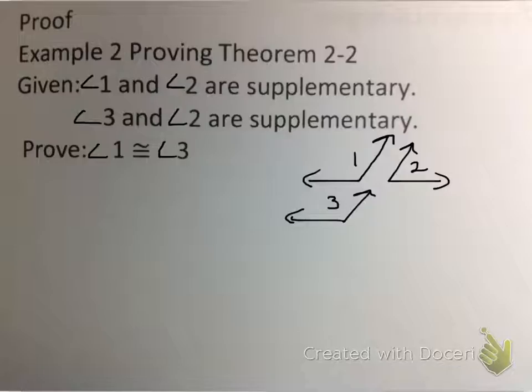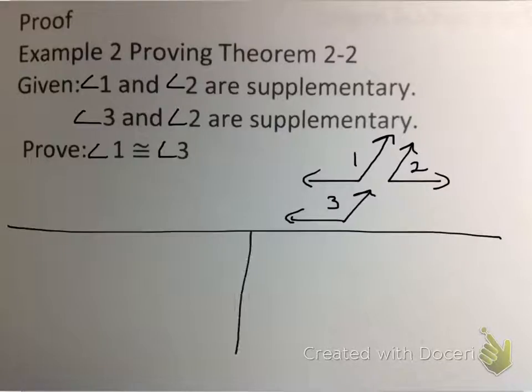And because 1 is supplementary to 2 and 3 is supplementary to 2, then 1 and 3 should be congruent. We're going to prove this theorem. So the first step that we're going to do is say that 1 and 2 are supplementary, and we want to do our statements and reasons.